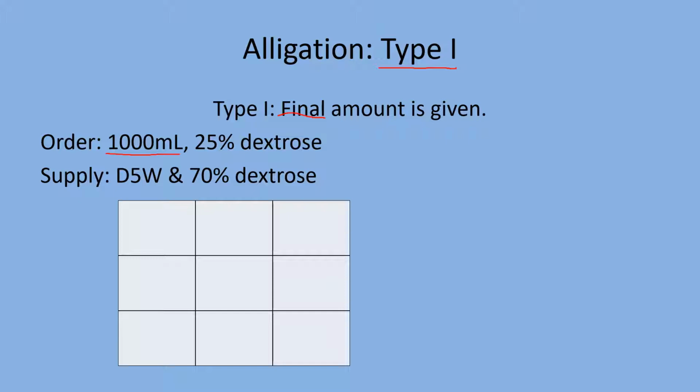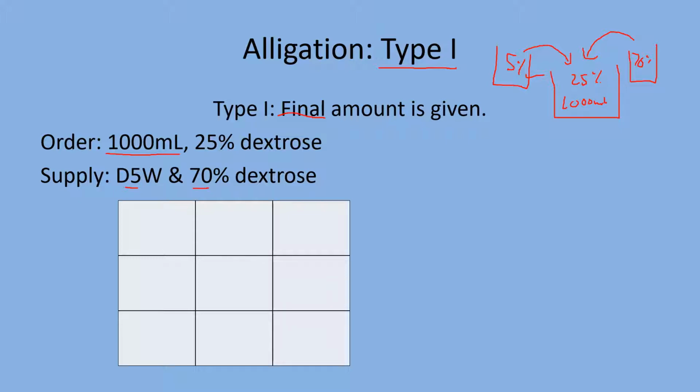So you have 5% dextrose and 70% dextrose. Right? So here's the 5%, here's the 70%, and somehow you have to pour enough of each in order to make 1,000 mLs of 25%. So these are your two supplies, 5 and 70. How much of each do you need to mix together in order to get the exact order?